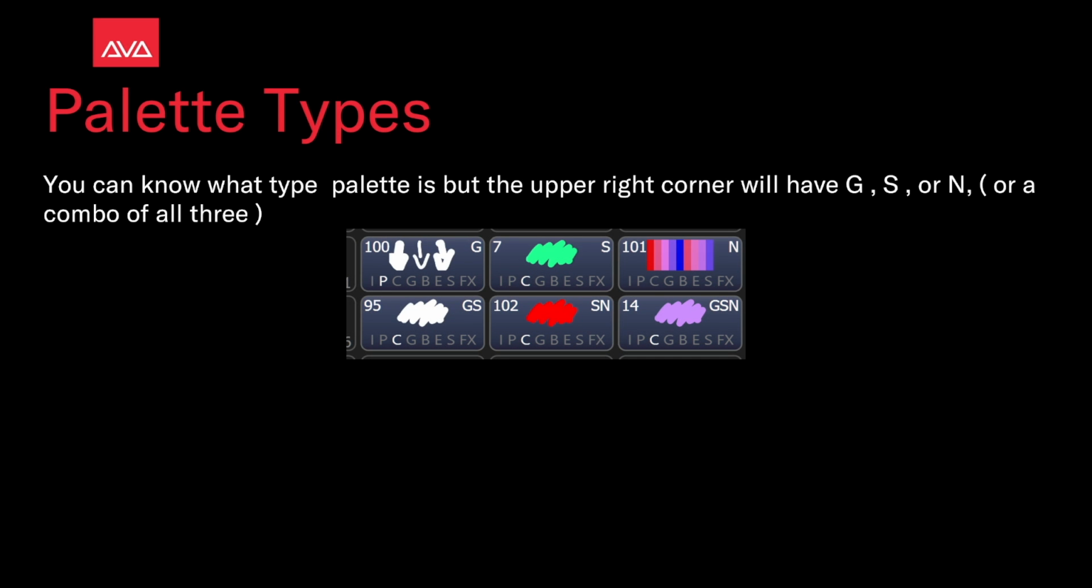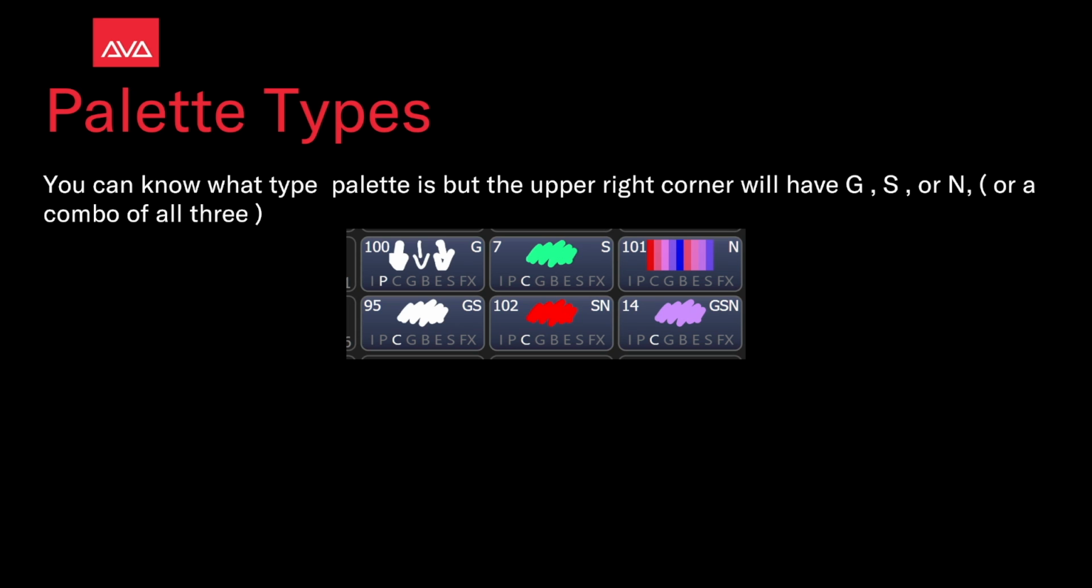You can know what type a palette is by the upper right hand corner. We'll have a G, an S, or an N, or a combo of all three. As you can see here in the top row, we've got a global palette that is a position, so any fixture that had the ability to go to a position would, however, it wouldn't work on, say, an LED par can.